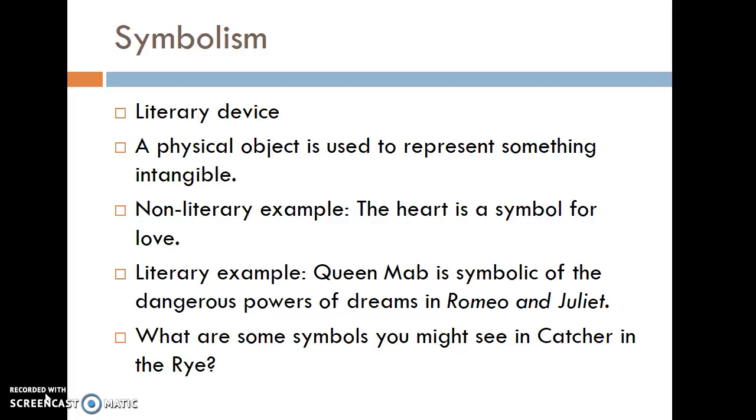In Romeo and Juliet, which you might be familiar with, Queen Mab, the one that Mercutio gives the big speech about, is maybe symbolic of the dangerous powers of dreams. So think about, what are some symbols that you might be seeing in Catcher in the Rye? There are lots, but think to yourself, what are some physical objects that have been presented in the novel that probably have a deeper meaning?